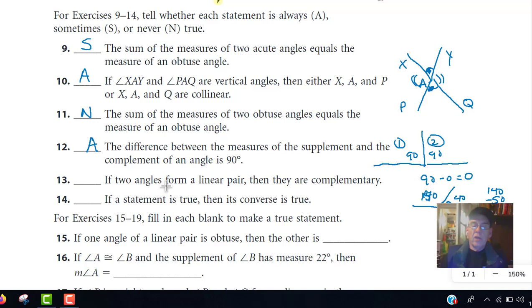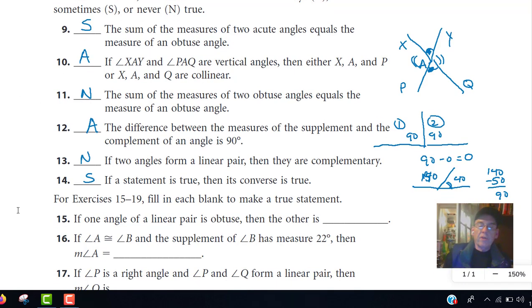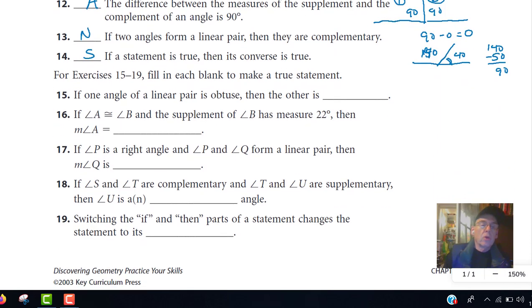Number 13, if two angles form a linear pair, they're going to be supplementary, not complementary. That's going to be never. If a statement is true, then its converse sometimes is true. Now, if a statement is true and its converse is true, we can write it as a biconditional, which makes for a good definition. But you still have to evaluate them separate.